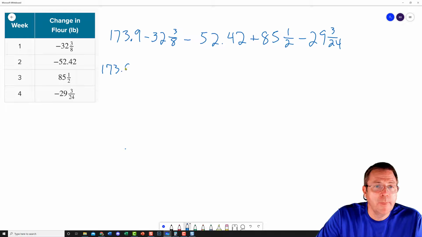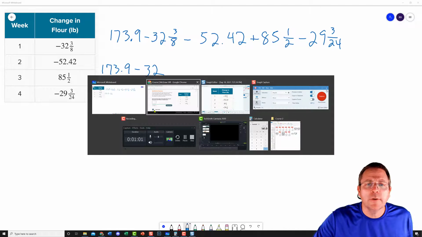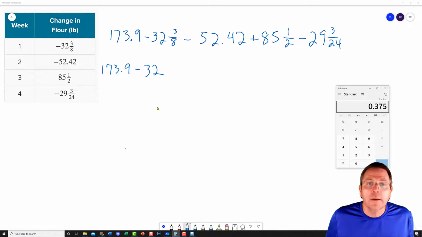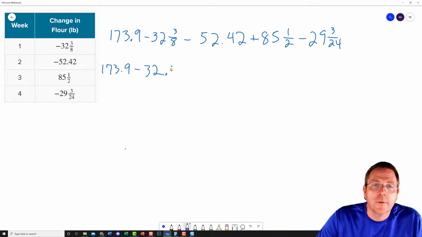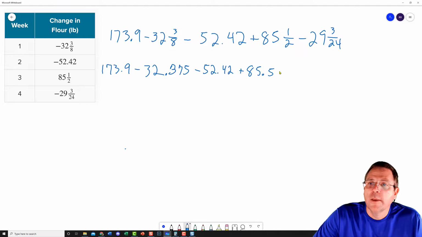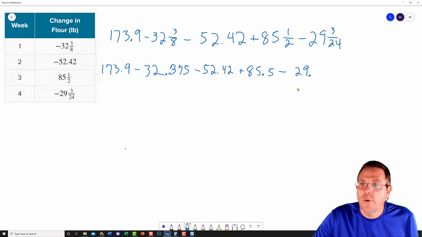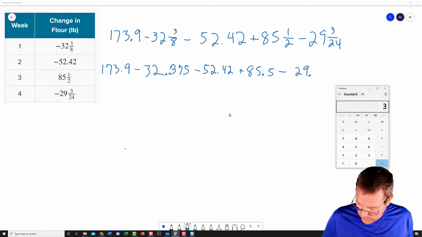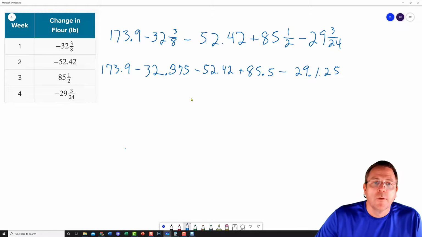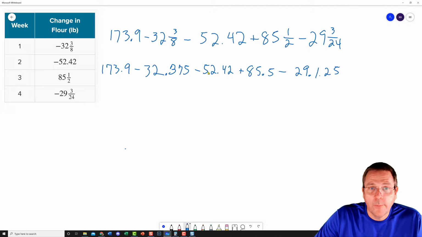So I'm going to have 173.9 minus 32, and 3 divided by 8 I think is going to be 3.25, but let's make sure I'm right here. 3 divided by 8 equals 0.375, my bad, minus 52.42 plus, that'll become 85.5, and then minus 29.3 divided by 24. 3 divided by 24, that's going to equal 1.25.